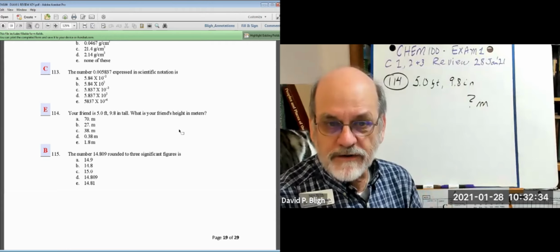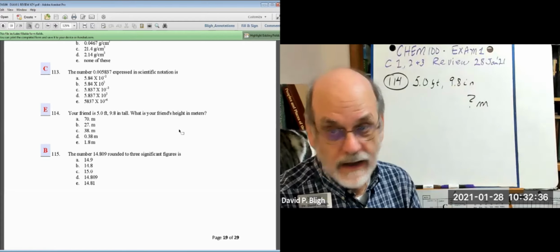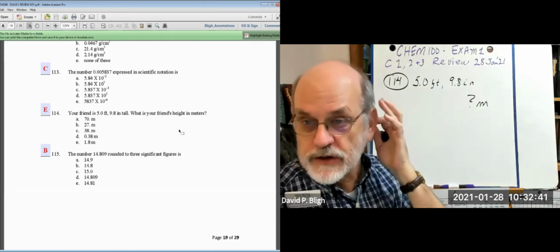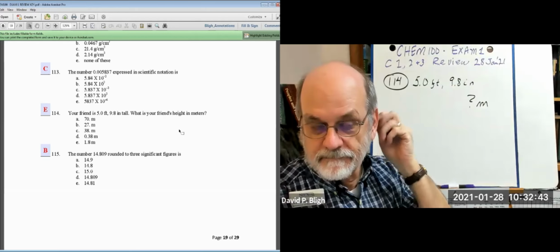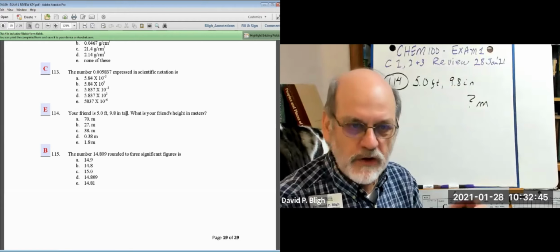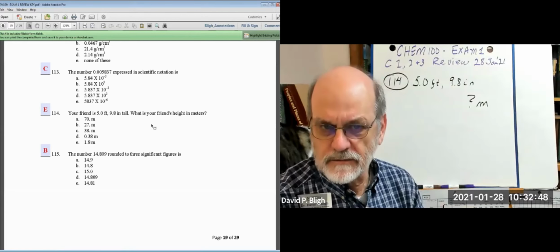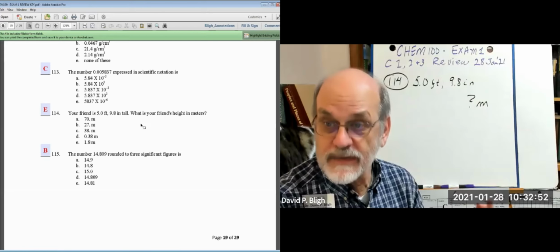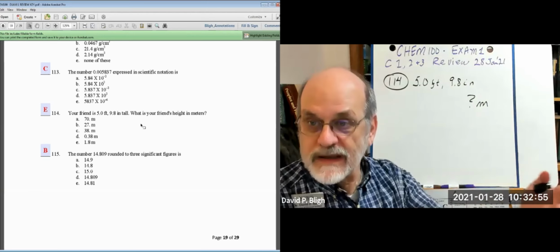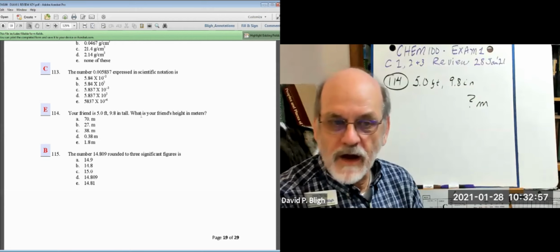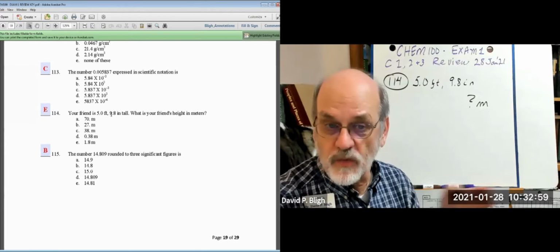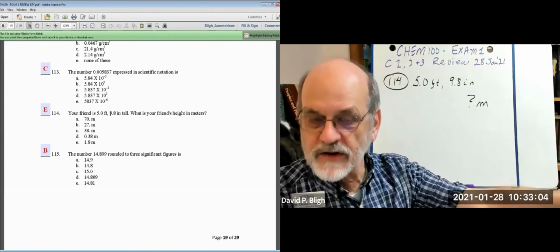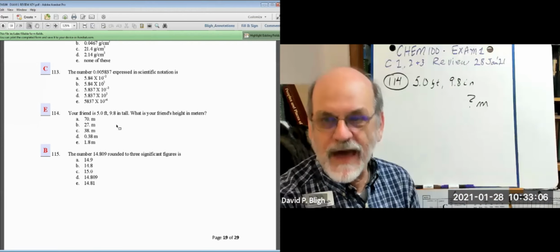Now, can we convert 5 feet 8 inches directly into meters? No. In the first place, we have 2 different units of measure. We can't directly convert 2 different units of measure into a final answer. What we could do is convert feet into meters and inches into meters and add them together. And that would be the total in meters. Or we can convert one of these into the other one and get 1 unit of measure. Then we can go through a dimensional analysis to meters. And that would be my choice.